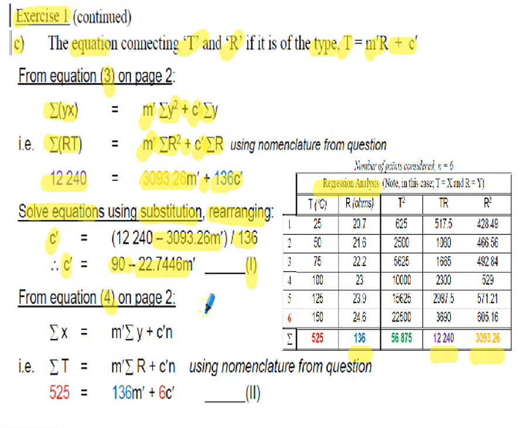Equation 4, derived at the beginning of the presentation, is summation of x is equal to the m dash times summation of y plus c dash times n. Using notation for this question, that is summation of t is equal to m dash times summation of r plus c dash times n. Again, from the table on the right hand side, summation of t in our table is 525, and that's equal to the summation of r is 136, so 136m dash plus 6, that's the number of coordinate points we have, times c dash. I've called that equation 2 in the capital Roman numerals there.